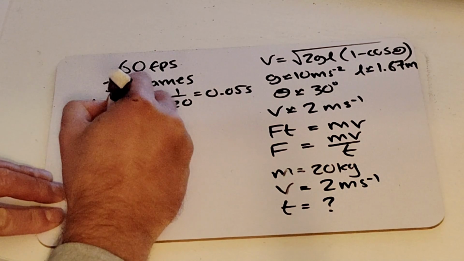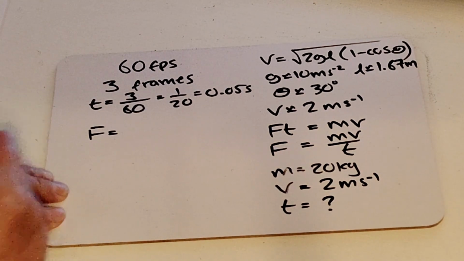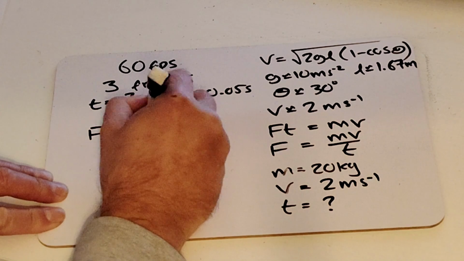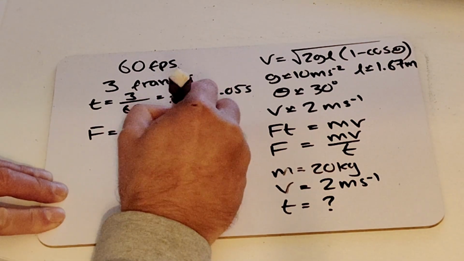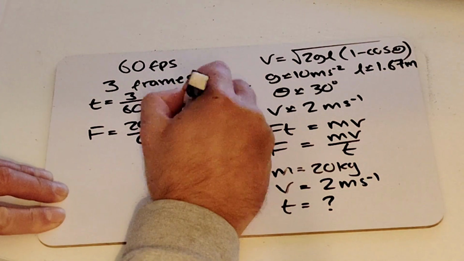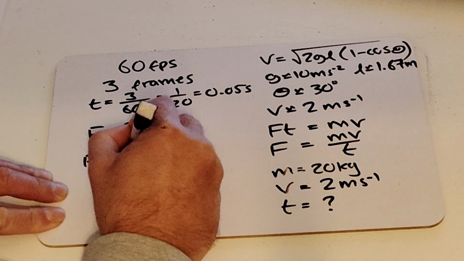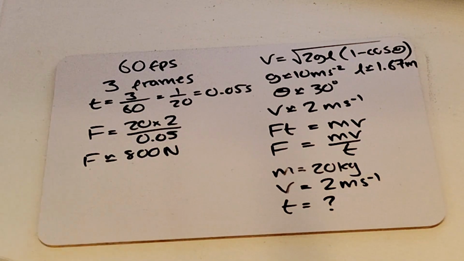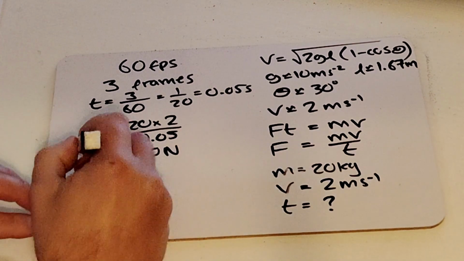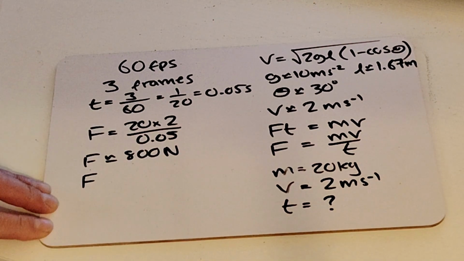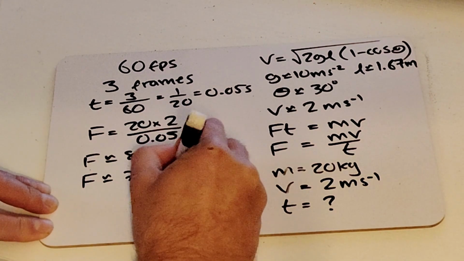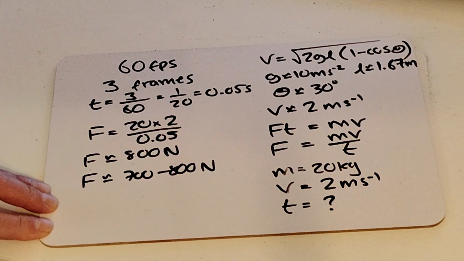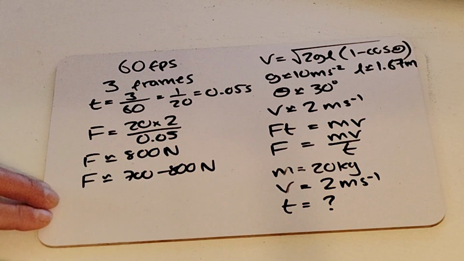So let's go for it and see what we get. We get the force equals mv, which is 20 times 2 divided by 0.05. Okay, and we're going to end up with roughly an impact force of about 800 newtons. Now, I did a bit of research, and the average untrained person is likely to deliver an impact force of approximately 700 to 800 newtons. So that's an untrained person hitting a bag, possibly for the first time.